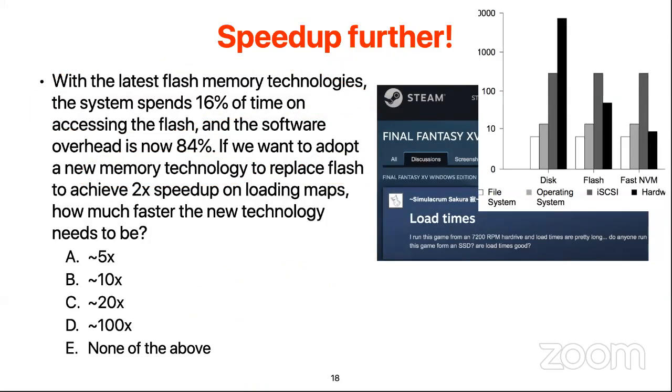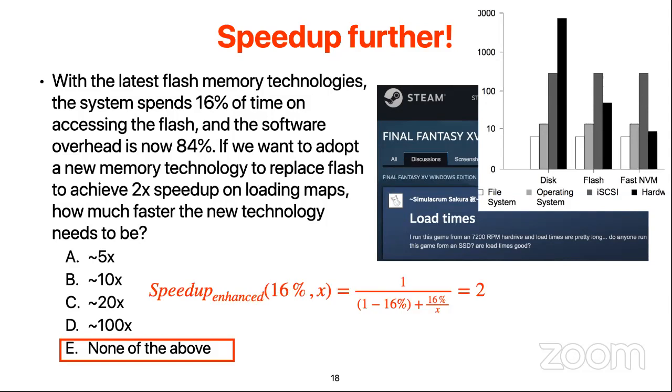So given that, you will have an equation like this, and then you will figure out this x is smaller than 1, which is not really something that can be bounded. So none of the above is the answer, right? Because it seems like we have a new memory technology, but it tells us that you want a new memory technology to be slower. So this doesn't make sense, right? So none of the above is the answer.